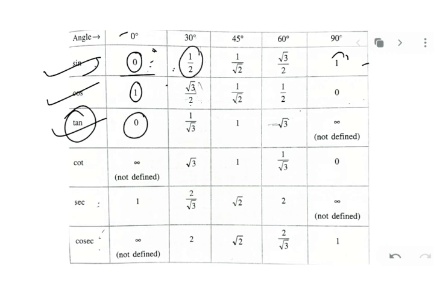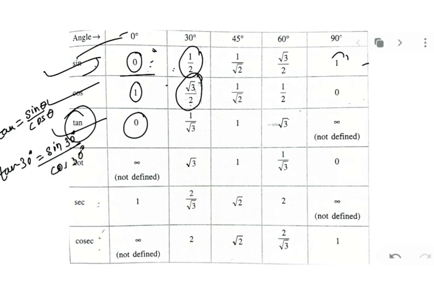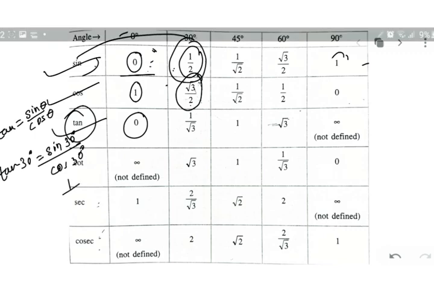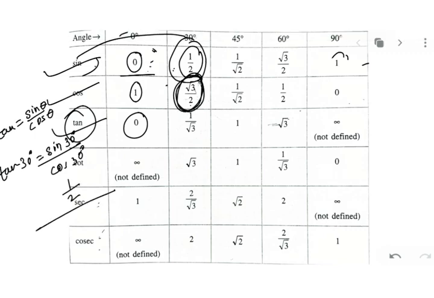Sine 30 is half, cos 30 is root 3 upon 2. So what will be tan? Because as I have explained, tan theta is equal to sine theta upon cos theta. So if you want to find tan 30 degrees, you have to put in sin 30 degrees upon cos 30 degrees. What is the value of sin 30 degree? 1 upon 2. What is the value of cos 30 degree? Root 3 upon 2. The 2 gets cancelled, so the value of tan 30 will be 1 upon root 3.